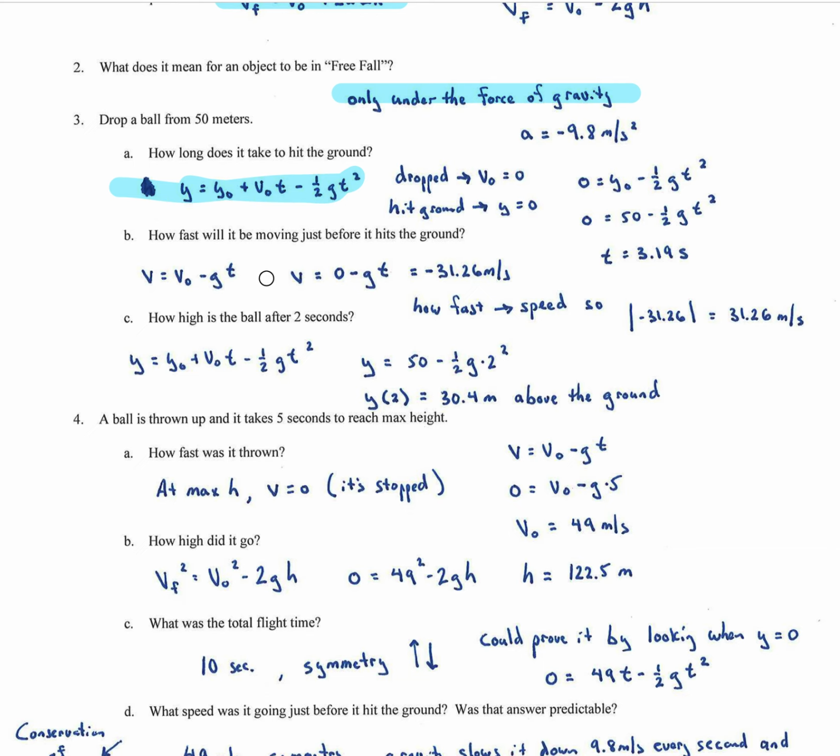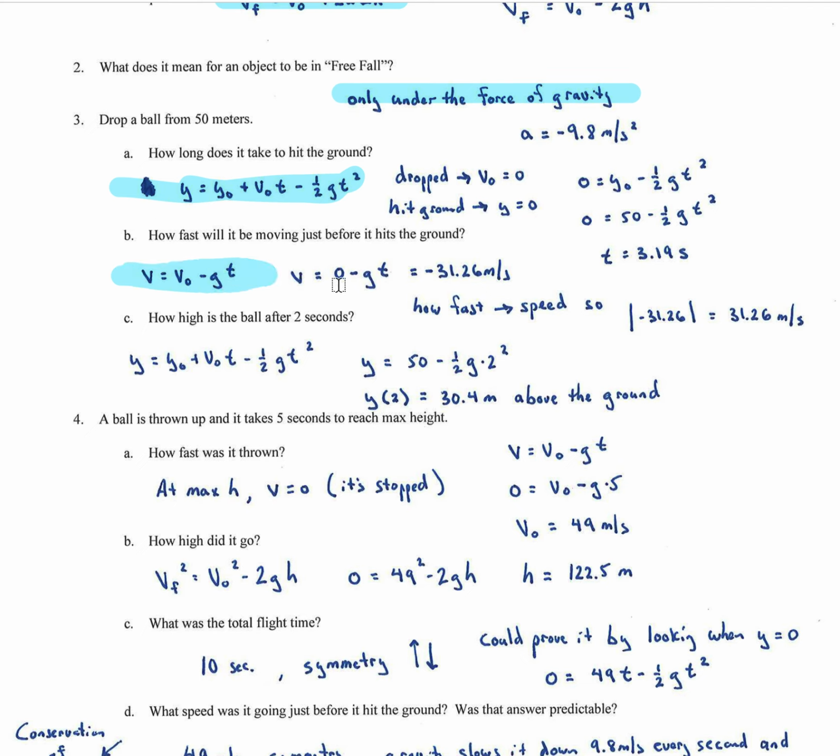Okay, now let's keep going. How fast will it be moving just before it hits the ground? Clearly, once it hits the ground, it's going to change its velocity. So when we say how fast is it moving before it hits the ground, we're talking about the moment before it hits the ground. If you're interested in how fast, I understand that's a speed, but we're still going to use the velocity equation to figure it out.